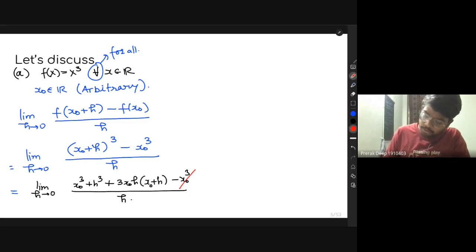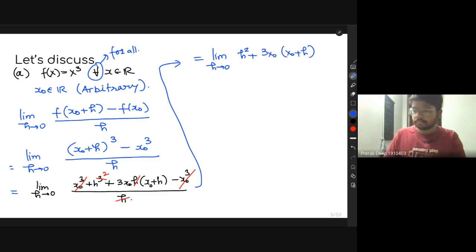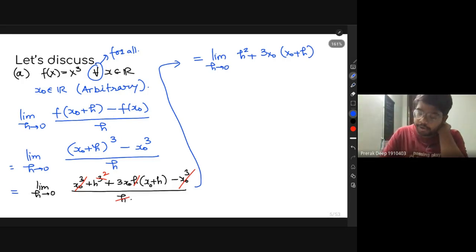Okay, x naught cube gets cancelled out. Now in the remaining terms, h cube plus 3x naught h, you can take h common and divide by h again. So what do we get as a result? We get the limit as h tends to 0 of h square plus 3x naught plus h.